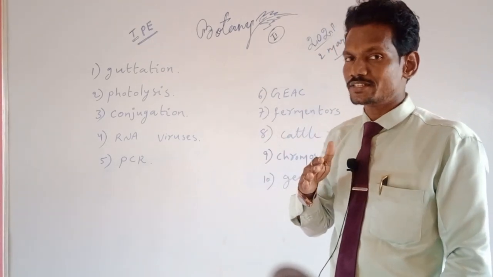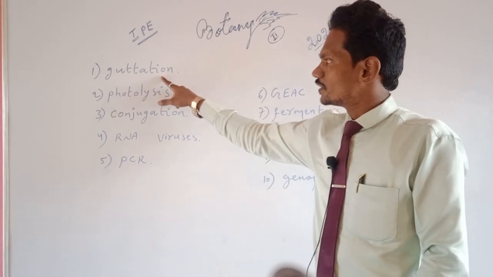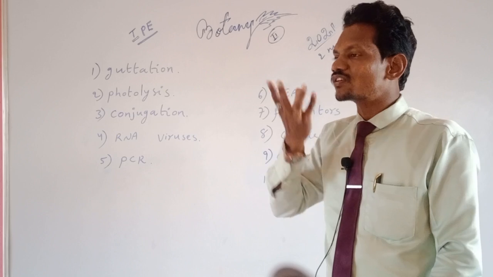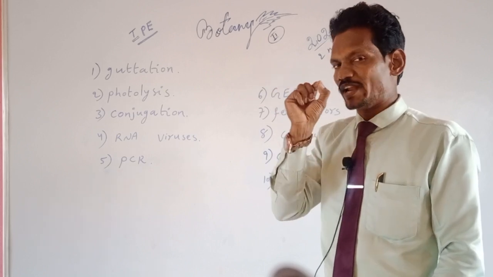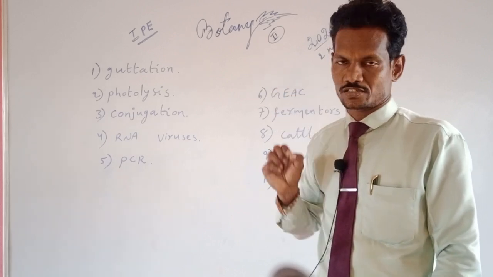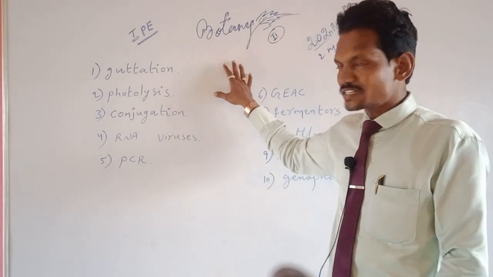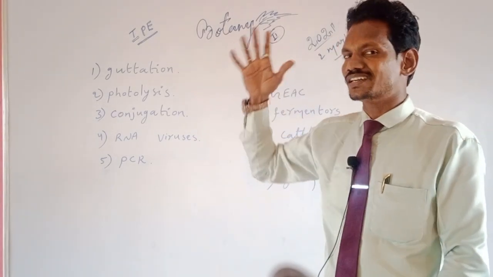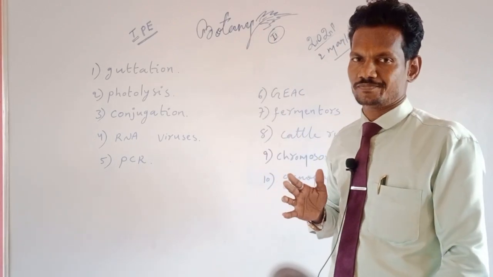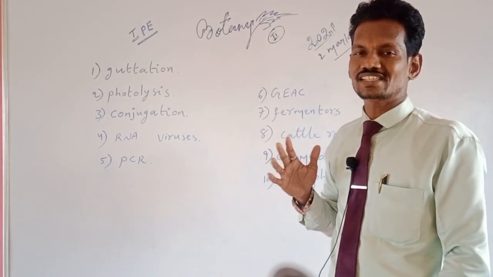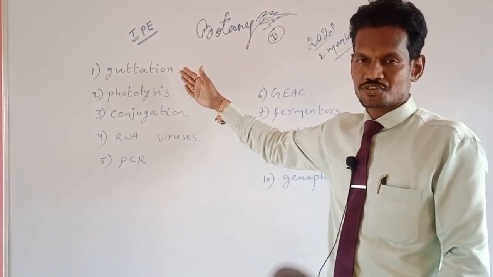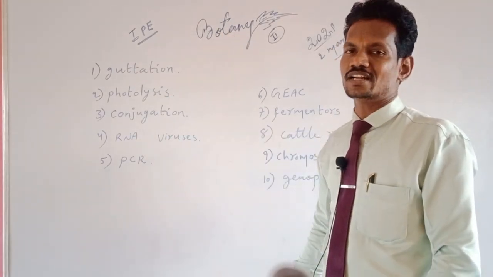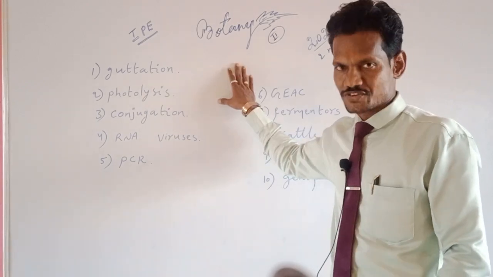The third point: in guttation, small water droplets are released. In transpiration, water vapor is released through the stomata. So this is the answer for the question. Write the difference between guttation and transpiration.